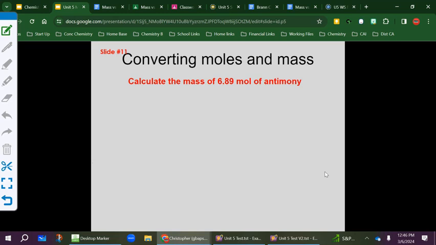The thing that we use to get from moles to mass or mass to moles is formula mass. Formula mass is the mass of the formula of the compound. So when you write the formula of the compound, you can calculate its formula mass. Now, one thing that I would like to point out to you real quick here is this.